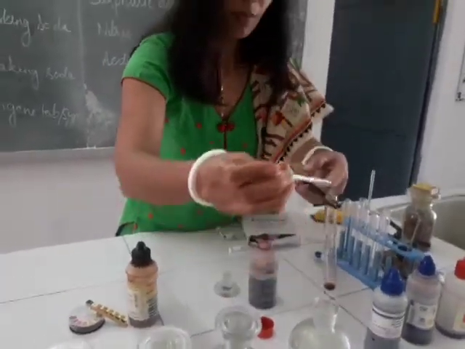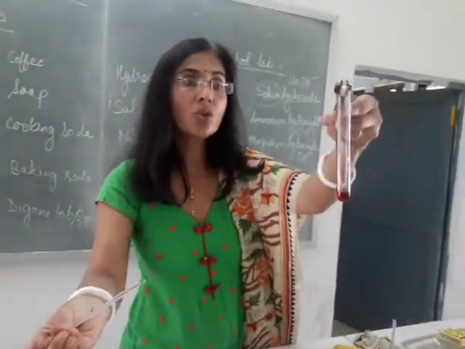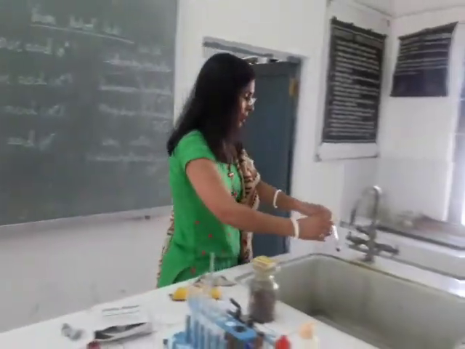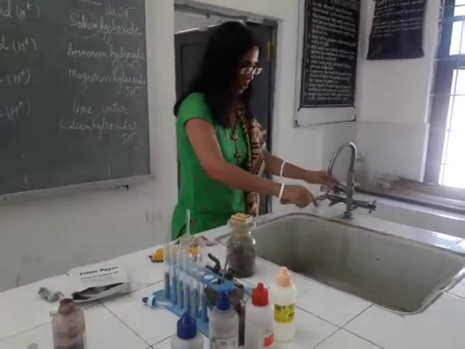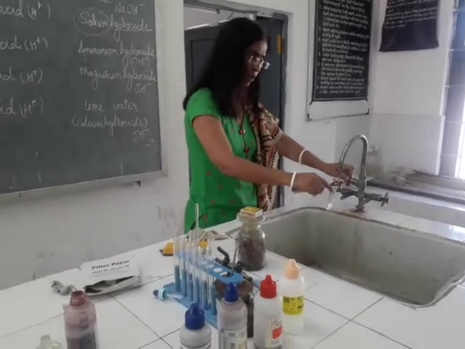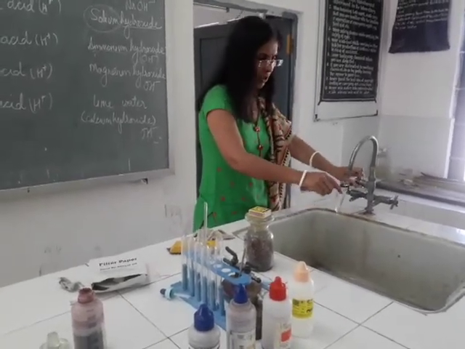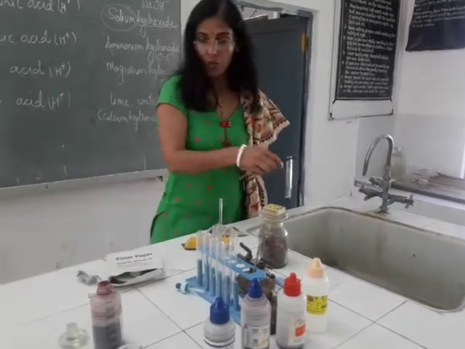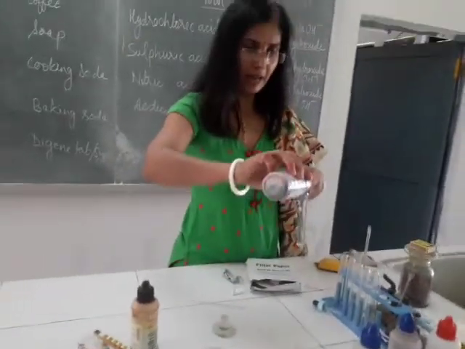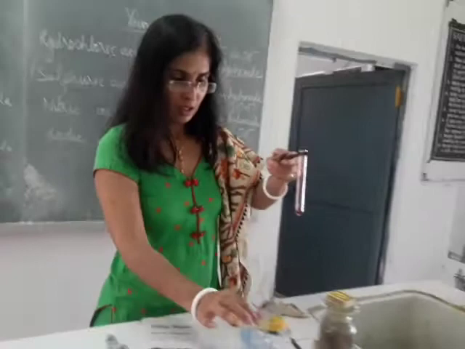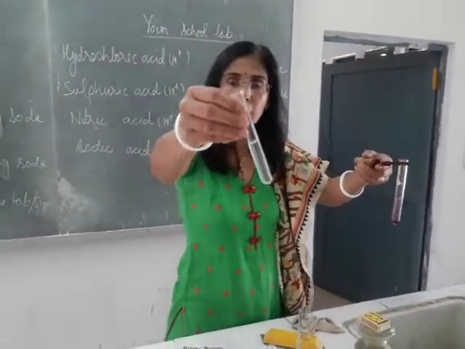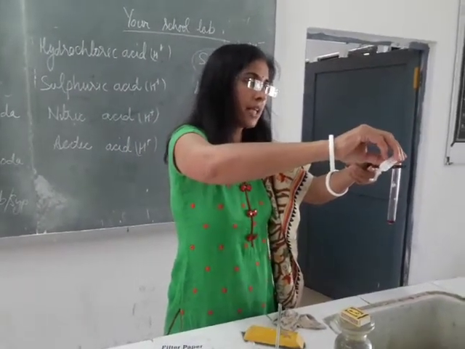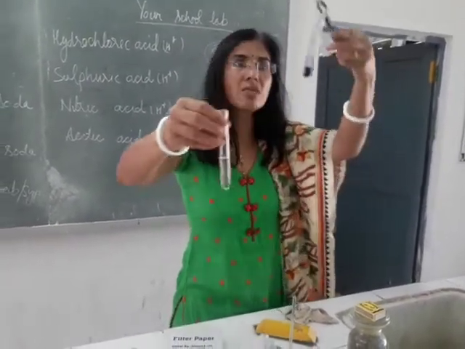I should test this one also. No change in red color, so again this solution is not a base, right children? So if it is not a base, then what could it be? It could be anything, but definitely not a base. One more solution here I have. This one I should test. You see, I do not know what it is, right? It may be an acid, it may be a base. I should test it. Oh god, this one is a base.